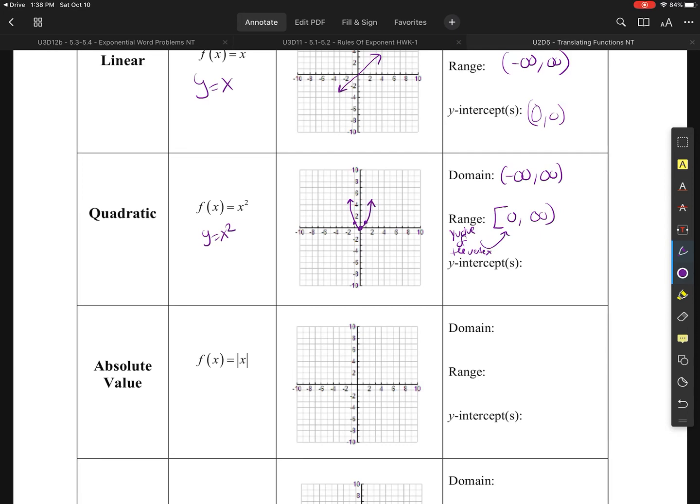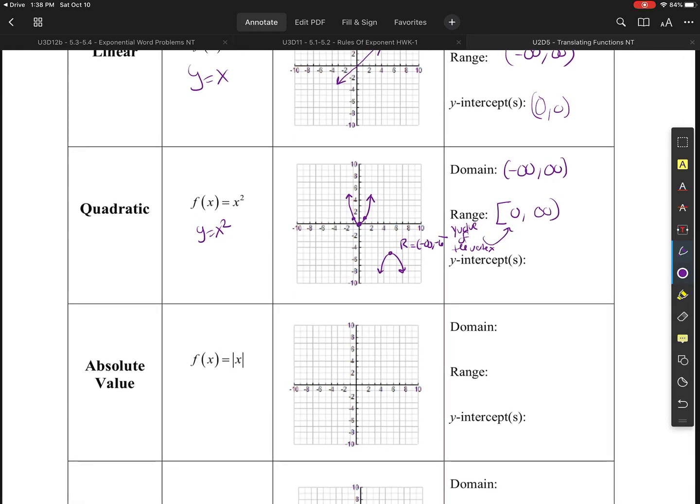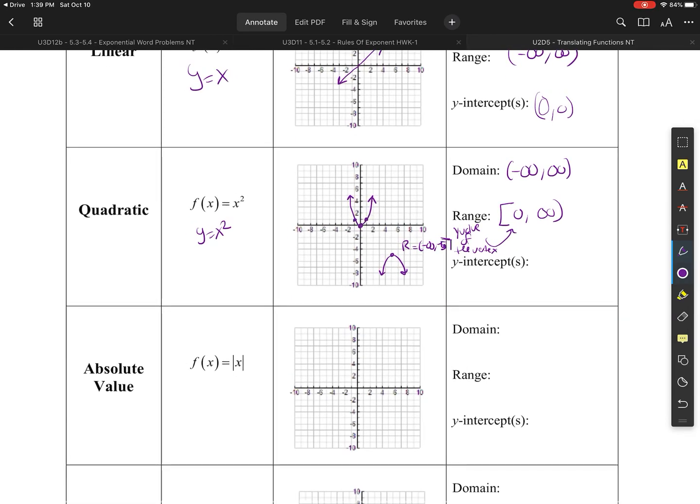Even if the parabola is going down. So if I had a parabola here going down, my range would be negative infinity to negative 5. Oops, I wrote 6. Negative 5. So it's always going to be the y value of the vertex up, or the y value of the vertex down. And my y-intercept for the original graph is (0, 0).